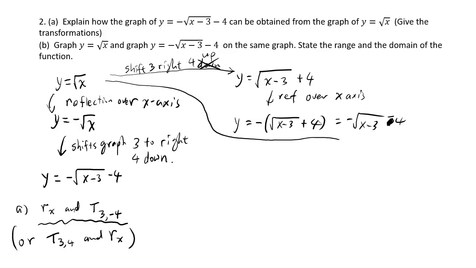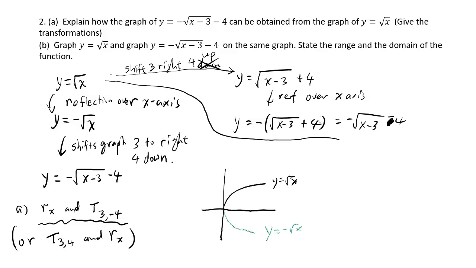Okay, the second question says, draw the graph on the same graph. So first, y equals square root of x is something that you have to remember. That's y equals square root of x. Now, when you flip this, you're going to end up with, let's see, this, which will be y equals negative square root of x.